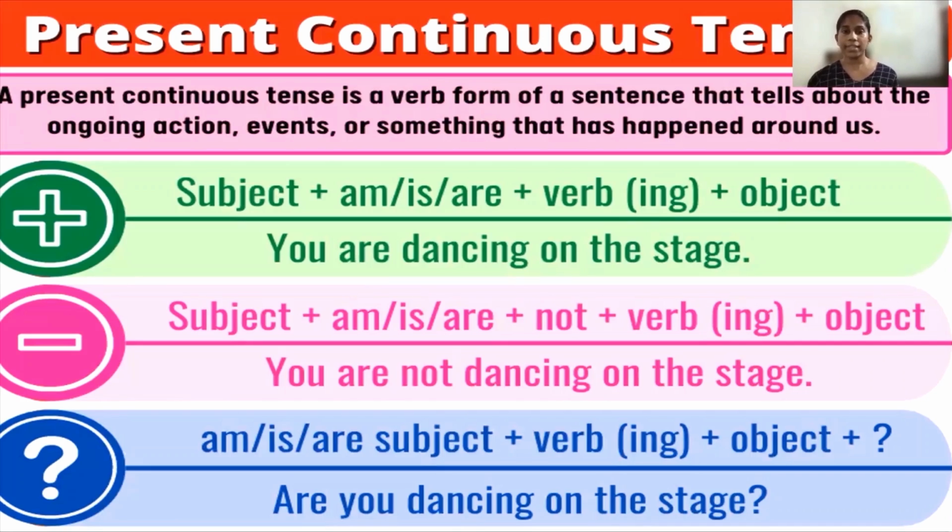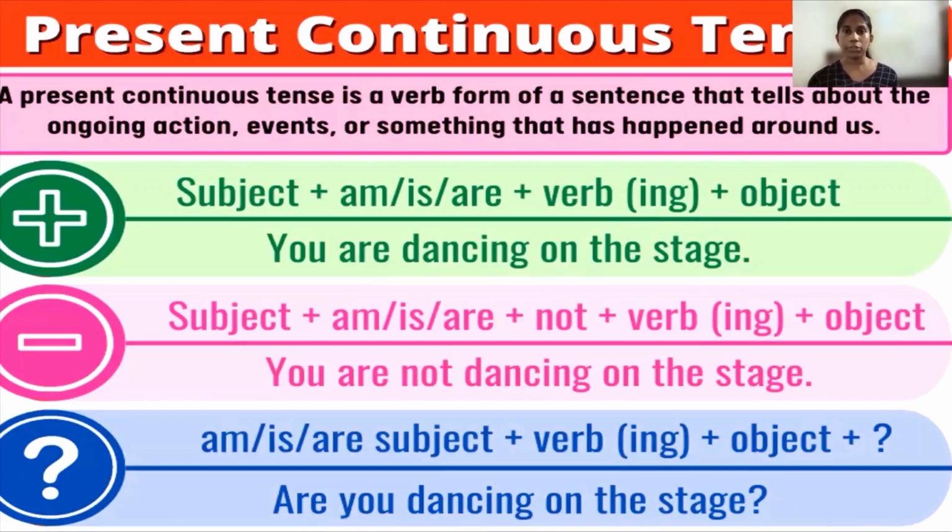Here the subject is you, the relevant helping verb is are, and we have used the word not, you are not. Then the ing form of the verb is dancing. You are not dancing. As the object we can use on the stage. So the complete sentence is you are not dancing on the stage.